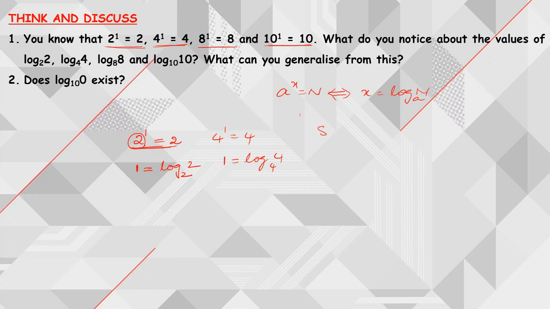The same way, 8 power 1 is equal to 8. So when I convert exponential form into logarithmic form, I can simply write 1 is equal to log 8 to the base 8. The same way, 10 power 1 is equal to 10. So 1 is equal to log 10 to the base 10.